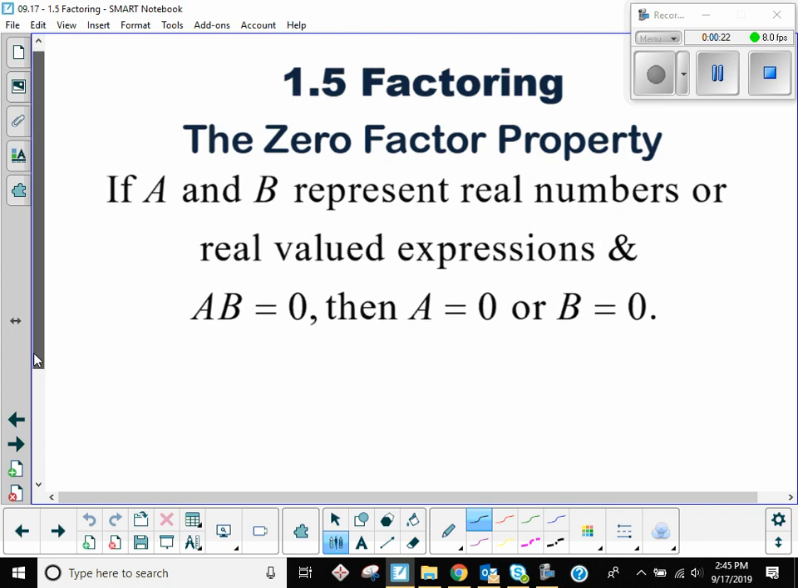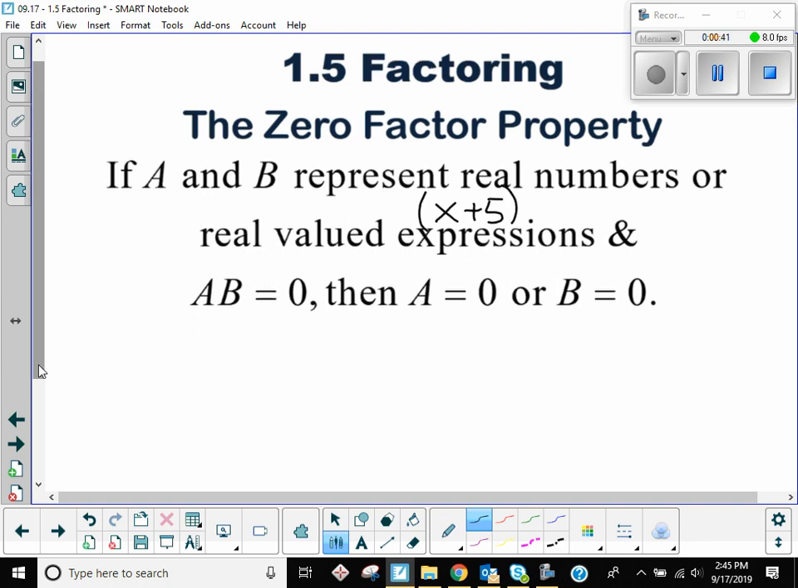The reason why we want to do that is this thing called the zero factor property. It says if A and B represent real numbers or real valued expressions, an expression is something with a number and a variable, like x plus 5, for example. That's an expression. If we know that A times B equals 0, then it stands to reason that either A or B equals 0. One of them has to be 0, at least one, in order for the product to equal this, right? That makes sense? So basically it's saying, if this is a true statement, then it's either true that this one is 0 or this one is 0.